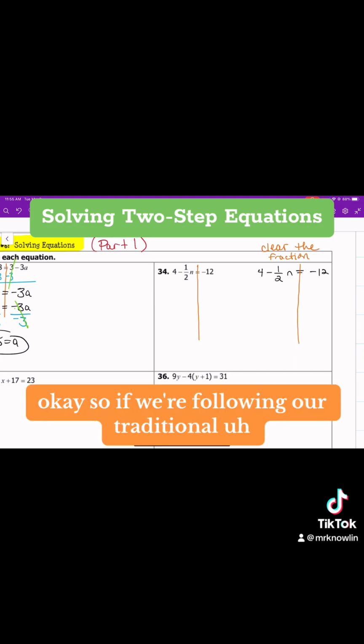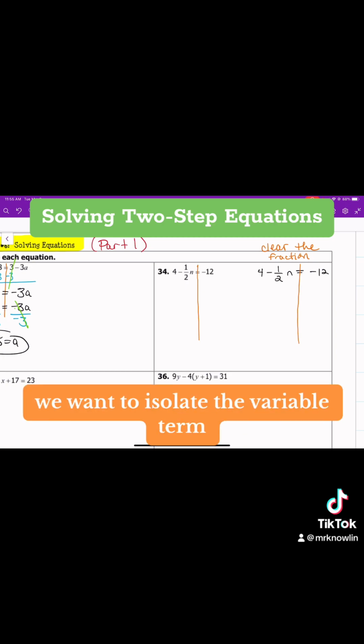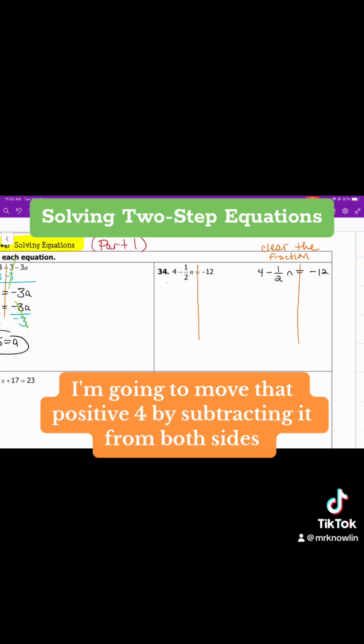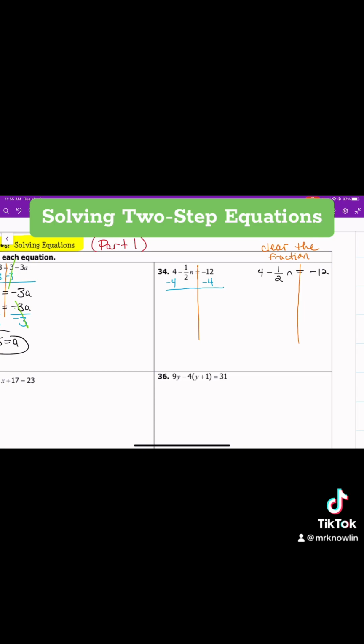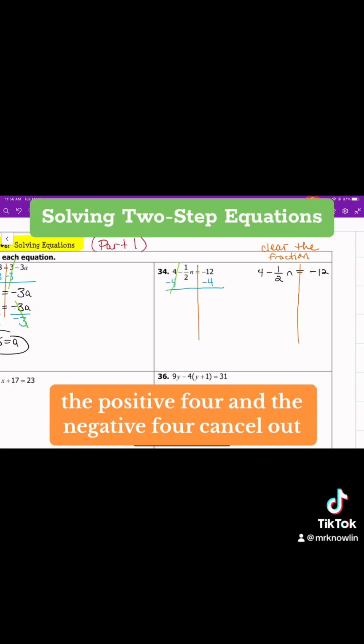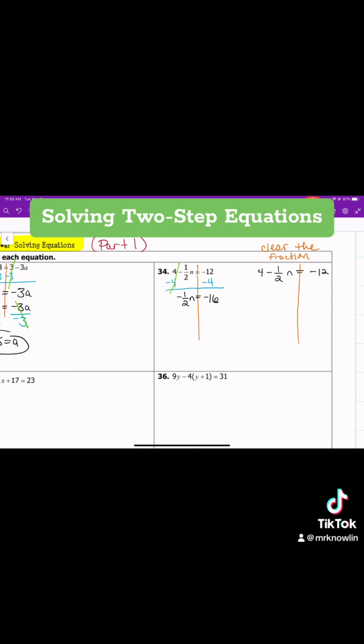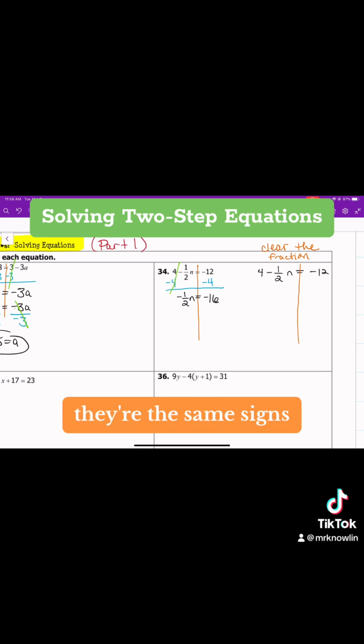Okay? So if we're following our traditional rules for solving equations, the first thing we want to do is isolate the variable term. In order to do that, I'm going to move that positive 4 by subtracting it from both sides. When I do that, the positive 4 and the negative 4 cancel out, and we're left with negative 1/2 n equals negative 16. The negative 12 and the negative 4 have the same signs, and the rule is same signs you add.